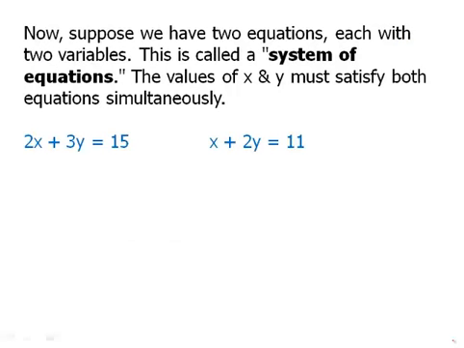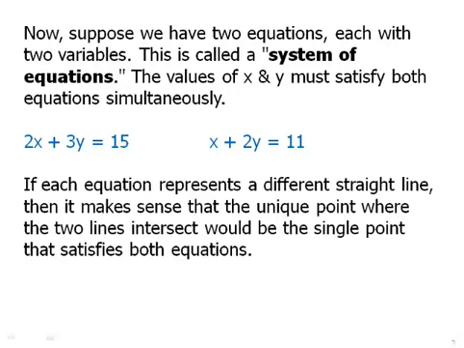Now suppose we have two equations, each with two variables. This is called a system of equations. The values of x and y must satisfy both equations simultaneously. Well, this is interesting. If each equation is a line, then it makes sense that the unique point where those two lines intersect would be the single point that satisfies both equations.